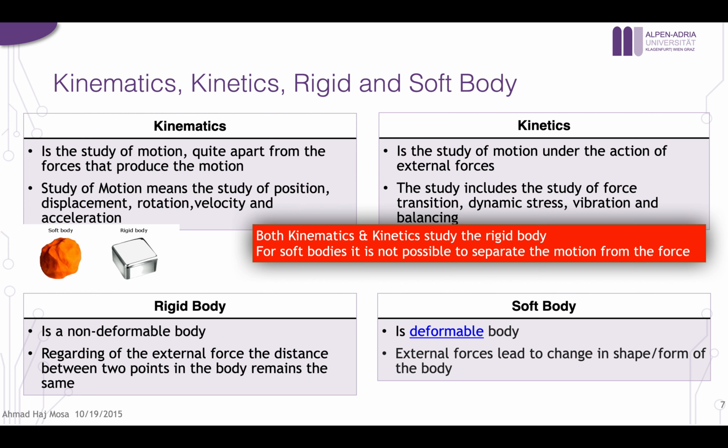And one important thing is that both kinematics and kinetics study rigid bodies. So what is rigid or soft bodies? Rigid is basically non-deformable bodies. And when you apply external forces, the distance between two points in this body remains the same, which is not the case for a soft body, like liquids, fluids, and a deformable body, because if you apply forces it leads to change in shape, form of the body, which is also the case of a spring, for example.